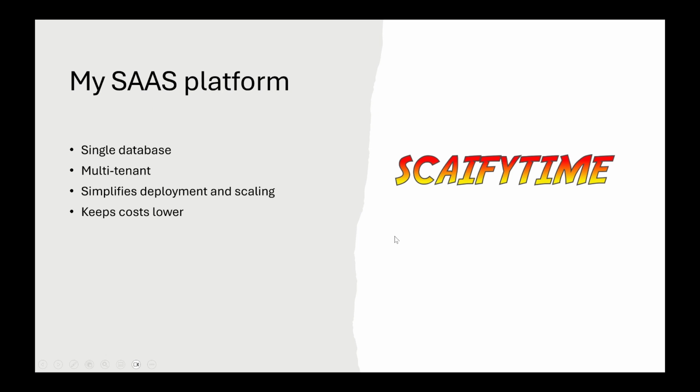So for my SaaS platform, I chose a single database multi-tenant approach, meaning all tenants share the same database but can only access their own data. This approach simplifies deployment and scaling while keeping costs lower than maintaining separate databases per tenant. So I'm just going to switch to SQL Server. I'll walk you through my schema design, how tenant isolation is enforced, and the security measures I've already implemented, as well as those that I plan to add. So let's dive into the DB model.